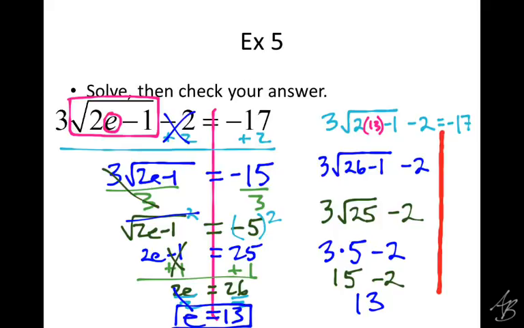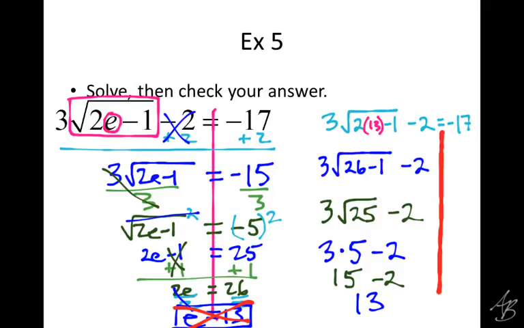It's tempting to say yes because this 13 matches the answer we had here, right? But is that what we're trying to match up? No, we're trying to make sure the left side and the right side are the same. Is 13 the same as negative 17? No, those are not the same, so 13 is not a solution to this. Just like the one we had in the opener, this one actually does not have a solution.